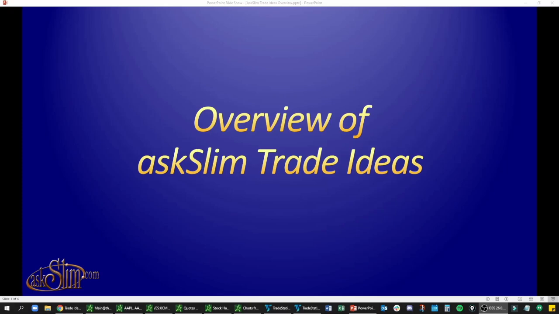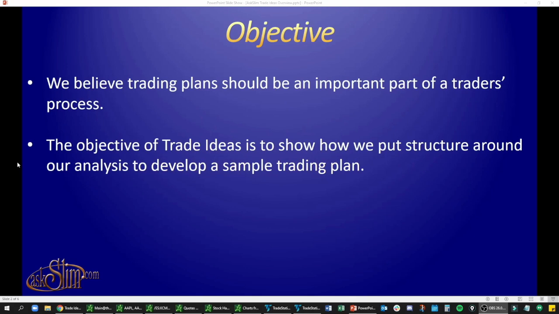This is an overview of the askSlim Trade Idea platform. At askSlim, we believe trading plans should be an important part of a trader's process, and the objective of Trade Ideas is to show you how we put structure around our analysis to develop a sample trading plan.